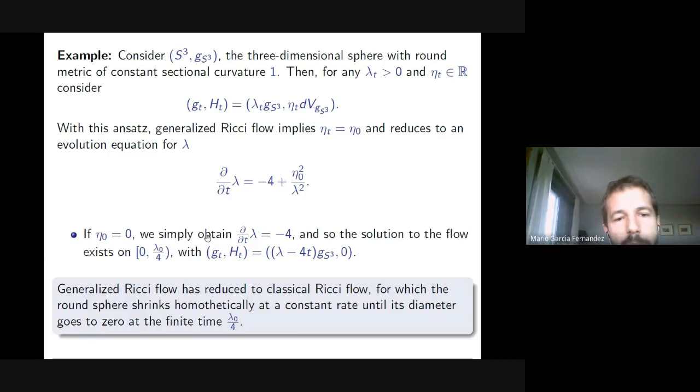In this case, we simply obtain that the derivative of lambda is -4, and we have a solution of the flow on the interval 0 to lambda_0 divided by 4, given explicitly by this. So we observe one of the natural features of the classical Ricci flow, which is that the round sphere shrinks at constant rate homothetically to 0 in finite time. Okay, so let's see now what happens if I turn the three-form on.